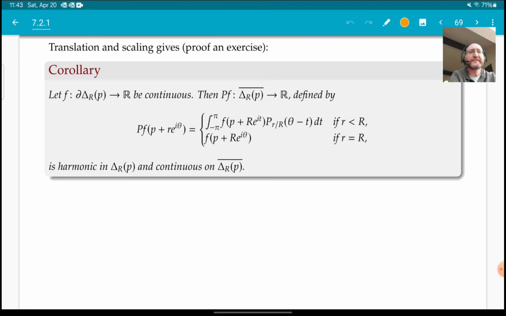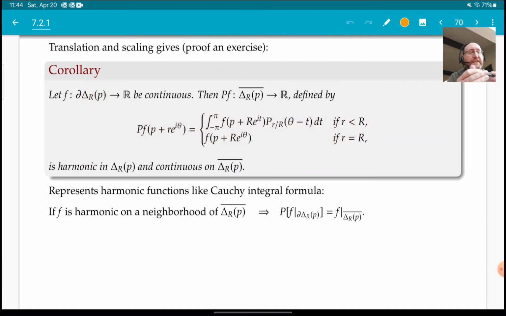Now, you could also just translate and rescale things, so you can do this on any disk. On any disk of radius capital R centered at P, if you just work out what all of it is, it's this formula, this integral, and you're using the same kernel, but now the scaling goes like this. So if we have any circle in the plane and a continuous function on the circle, we can extend it to the inside continuously and harmonically. It's a harmonic function inside, continuous up to the boundary. So we can solve the Dirichlet problem in any disk in the plane.